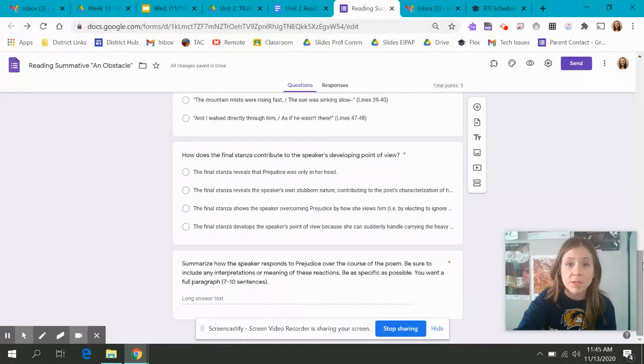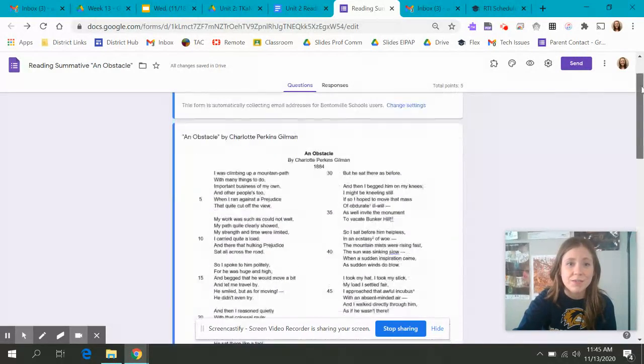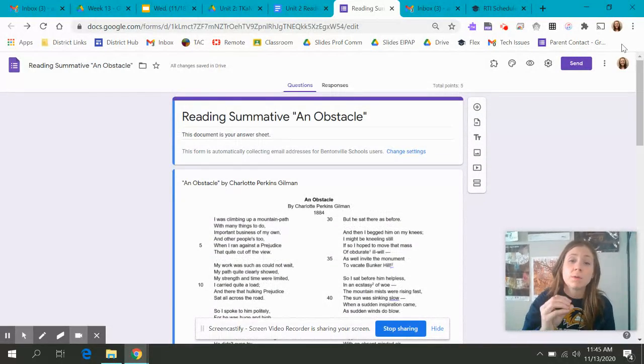And the grade will not be released to you immediately, because I will need to read your open response and grade it and get it back to you. So that is the most important part today. It is a very short test, but it will really help me figure out how well you understand the idea of prejudice, and how well your close reading skills are coming along. So that is the goal of that.